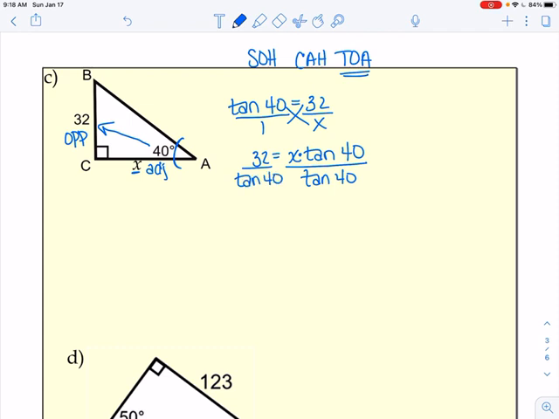The opposite of multiplying by the tan of 40 is to divide by the tan of 40. So again, inside the calculator, you're just doing 32 divided by tan 40, enter. Okay, and when you do that, again, on this side, those will cancel. So you're just going to be left with x equals 38.14.